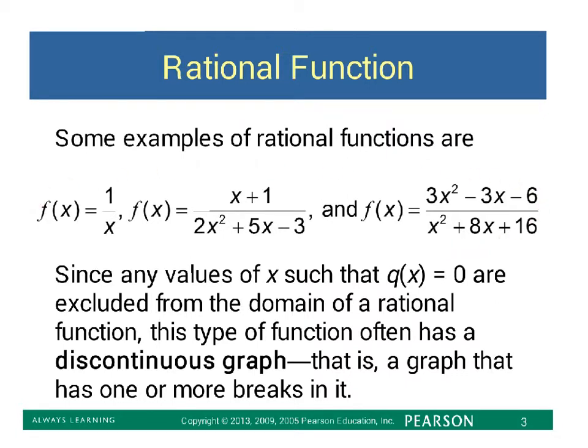And something about rational functions is that those values where q of x is equal to 0 are going to be excluded from the domain because those are points of discontinuity. Then the graphs are often broken into parts and divided up where you find those points of discontinuity. And those points of discontinuity are often known as asymptotes. We'll be looking at more of those.